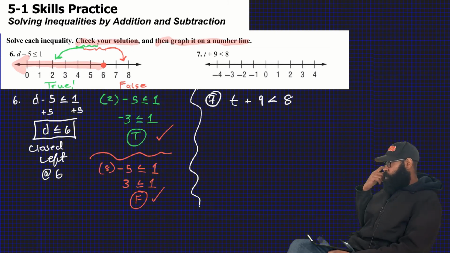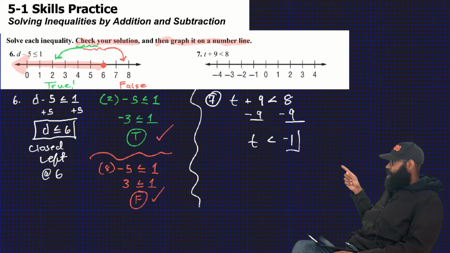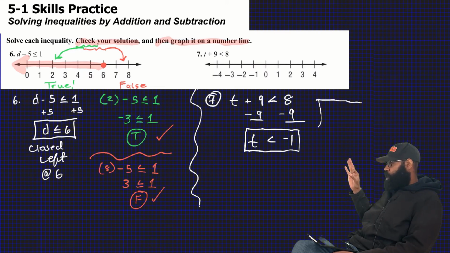So, number 7, we're going to subtract 9 from both sides, boom, boom. Gonna give me t is less than -1. Boom. Love that box. Sweet. I'm going to fix that in some future videos. Now, guys, 3 questions. Open or closed? Very good.